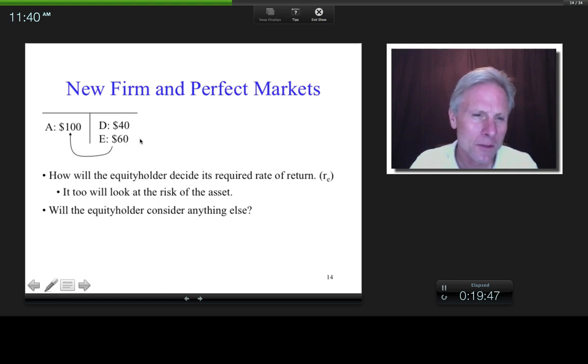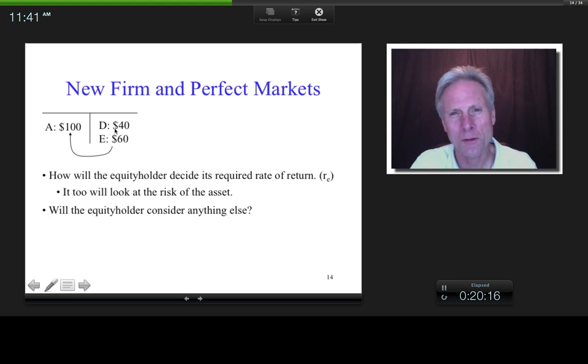Now, will the equity holders consider anything else? Is there anything that you see on this balance sheet, which represents the firm, that the equity holders might care about? Well, what about these guys right here? What about the debt holders? If there's a lot of debt holders, then does that make it, ceteris paribus, which means all else being equal, more risky or less risky if you're an equity holder?